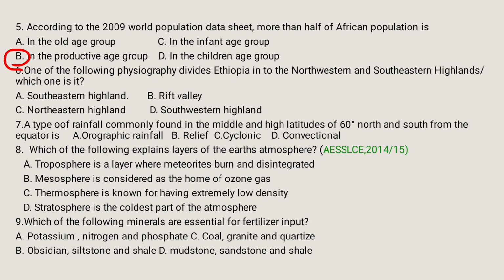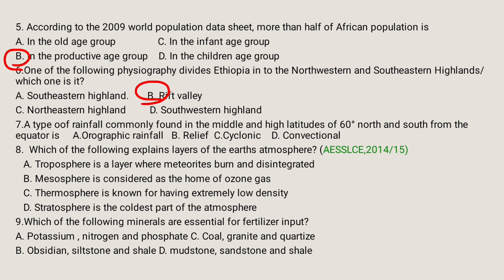Another, which one of the following physiographic features divides Ethiopia into the northwestern and southeastern highlands? Which of these can divide the Ethiopian highlands into two? A, Southeastern Highland, B, Northeastern Highland, C, Rift Valley, D, Southwestern Highland. The Rift Valley is a physiographic feature that divides the Ethiopian highlands into northwestern and southeastern highlands. So the answer is C.